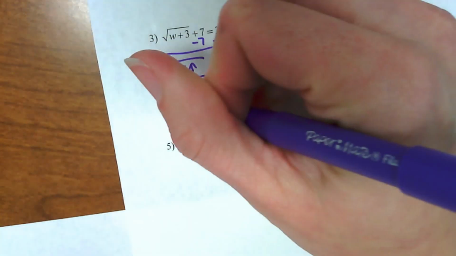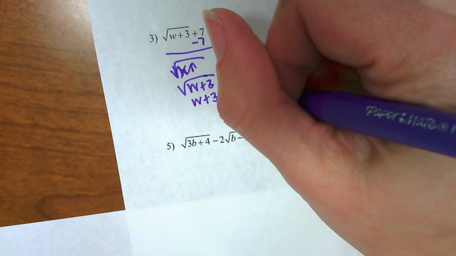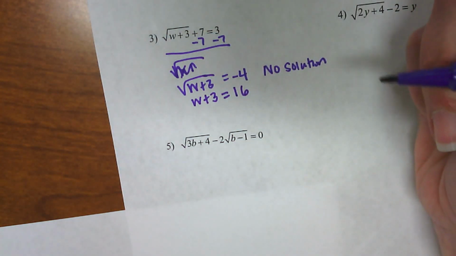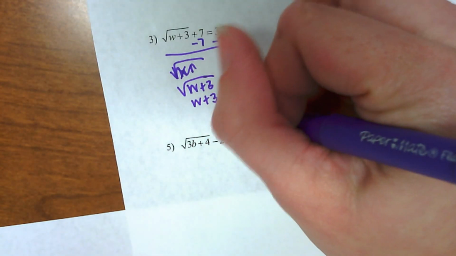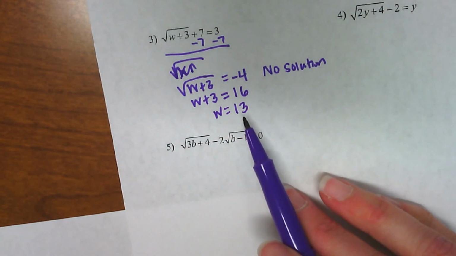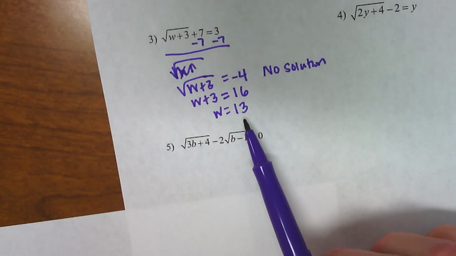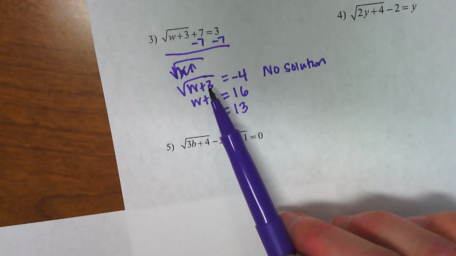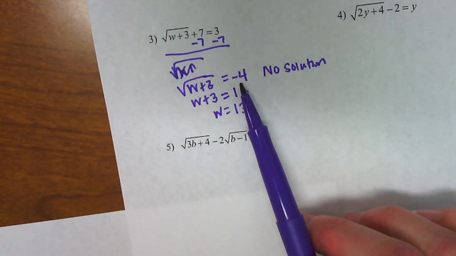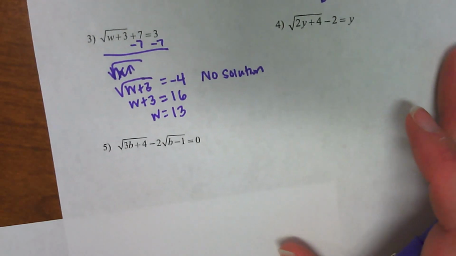If I were to keep going and I squared both sides, I would then subtract 3, and I get w is 13. If I plug the 13 back in, I get 13 plus 3, which is 16, and the square root of 16 is not negative 4. So at that point, I could also realize there was no solution.